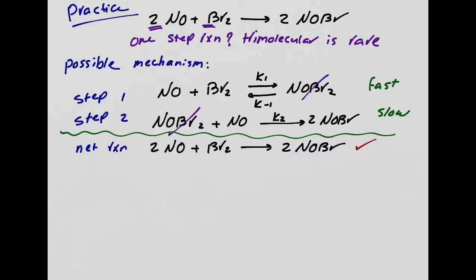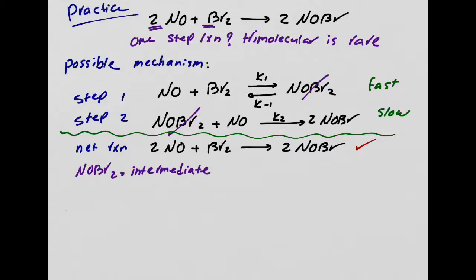What's the intermediate in this reaction? It is NOBr2. NOBr2 is an intermediate. You guys agree? Okay. So I'm going to write that down too. NOBr2 is my intermediate. And again, one more time, an intermediate is something that does not show up in my final equation. Okay. What do we have to do next?